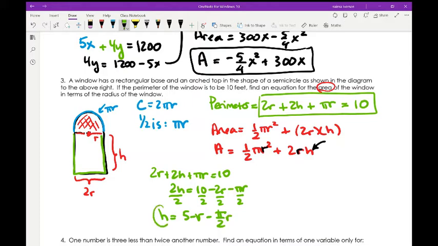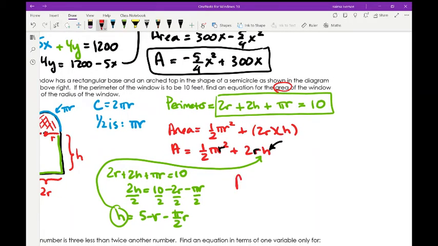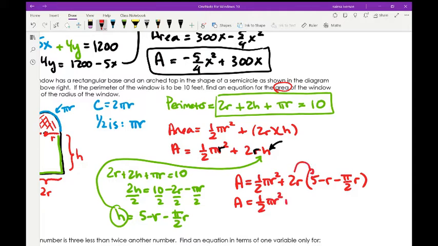And what I'm going to do is take that h value and plug it into there. That should give me my equation for the area. Area is going to be 1/2 pi r squared plus 2r times (5 minus r minus pi over 2 r). Remember, always expand. It'll make your life a little bit easier. So I'm going to distribute, and I'm going to get 10r minus 2r squared minus pi r squared.